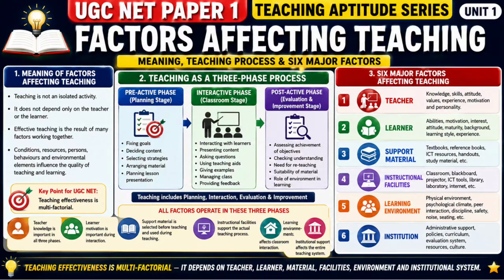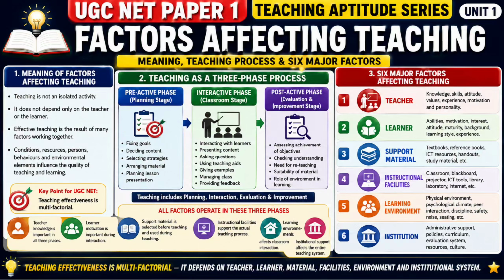This 3-phase model is important because all factors affecting teaching operate in these phases. Teacher knowledge is important in all 3 phases. Learner motivation is important during interaction. Support material is selected before teaching and used during teaching. Instructional facilities support the actual teaching process. Learning environment affects classroom interaction. Institutional support affects the entire teaching system. So, always remember, teaching is not only what happens during the lecture. Teaching includes planning, classroom interaction, evaluation, and improvement.